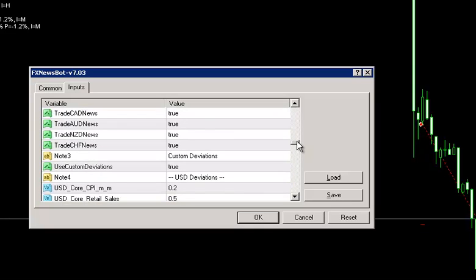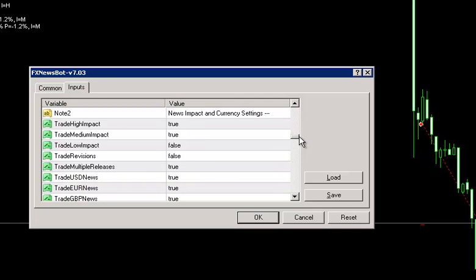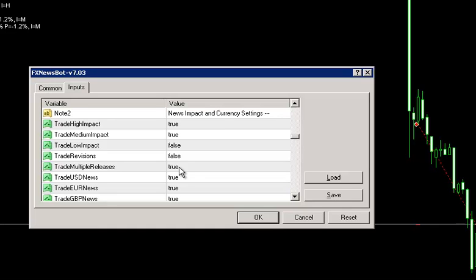But there's also other inputs in here, like for example, trade multiple releases. What this does, say there was a non-farm payroll news release and another, like an unemployment news release, all at the same time. Since this is on true, it would actually trade all of them. And the only drawback of that is, say the non-farm payroll was a strong sell for USD, which would mean on euro US dollar, price would shoot up since you're selling USD. And then say the unemployment was actually better.